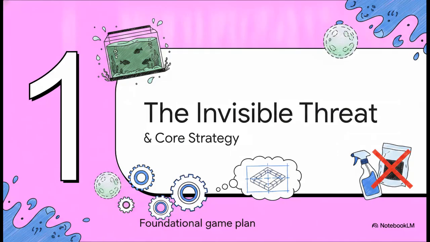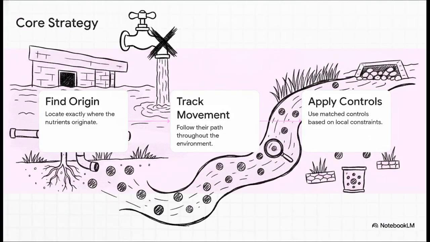Okay, Section 1. The invisible threat and our core strategy. Before we just start blindly throwing expensive chemicals or fancy filters at a tank of green water, we need a foundational game plan. Think about it like this. You can't just empty a flooded basement with a bucket. You absolutely have to find the source and turn off the faucet first.